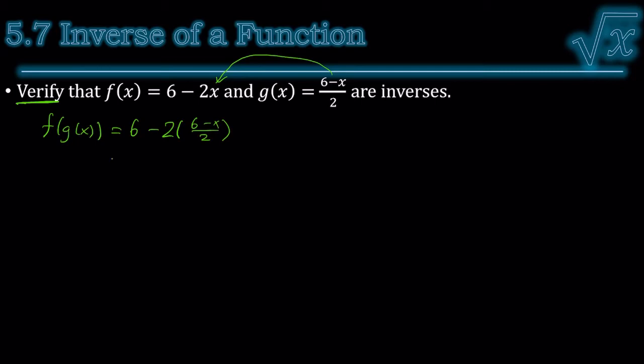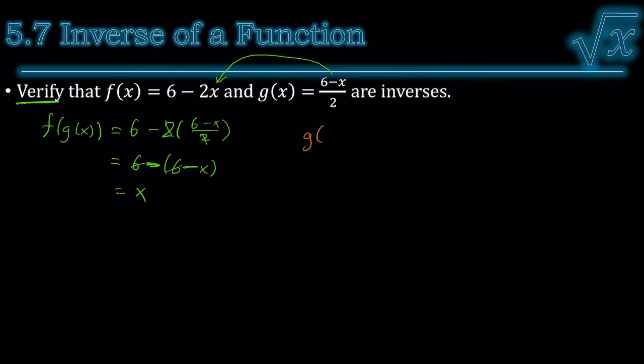And now we just have to simplify. In parentheses, I can't do much, so I'll multiply. When I multiply and divide by 2, they cancel out. And then I have 6 minus 6, which cancels out, and I'm left with minus a negative, which is plus x. Wow, look at that.